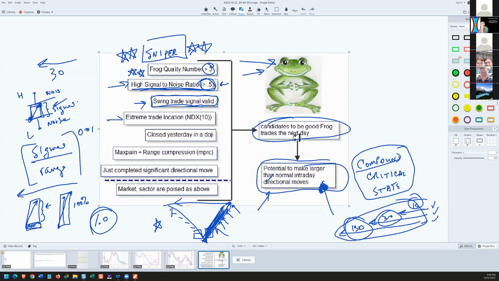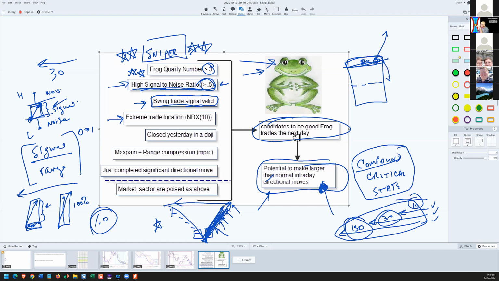An extreme trade location on the NDX10, and this was a precursor of our critical states for the sniper, was that if you look at the 10-day range, which is a perfect time frame for understanding swing trades, if you had something in the top 20%, so it's overbought, there's a good chance that the next day is a breakout or a reversion back to the mean.